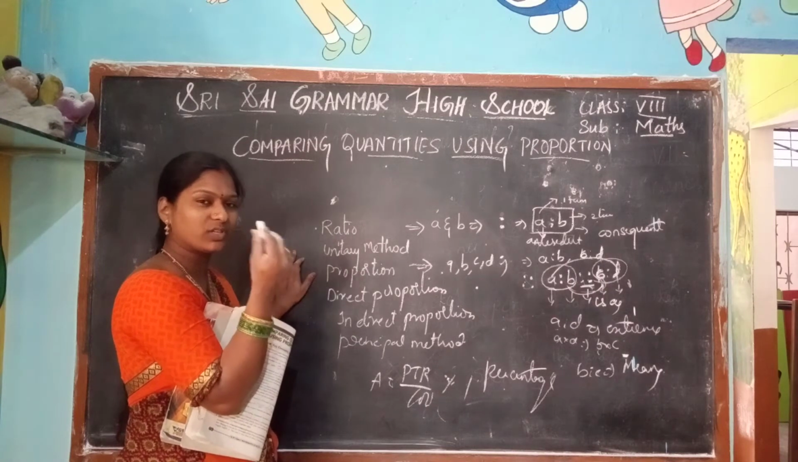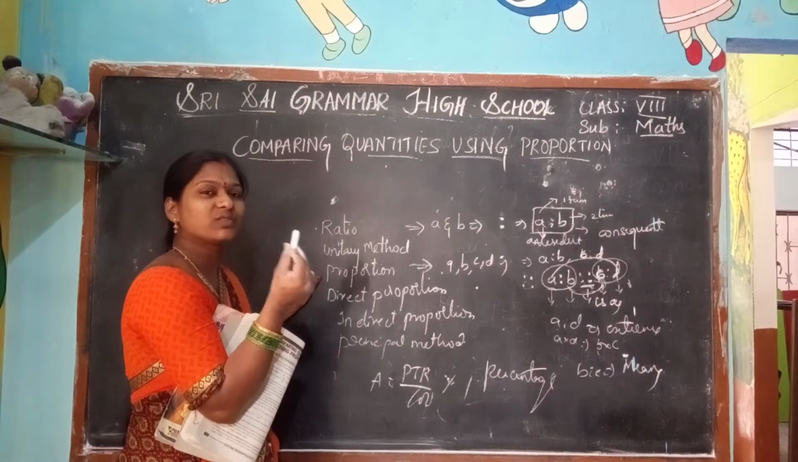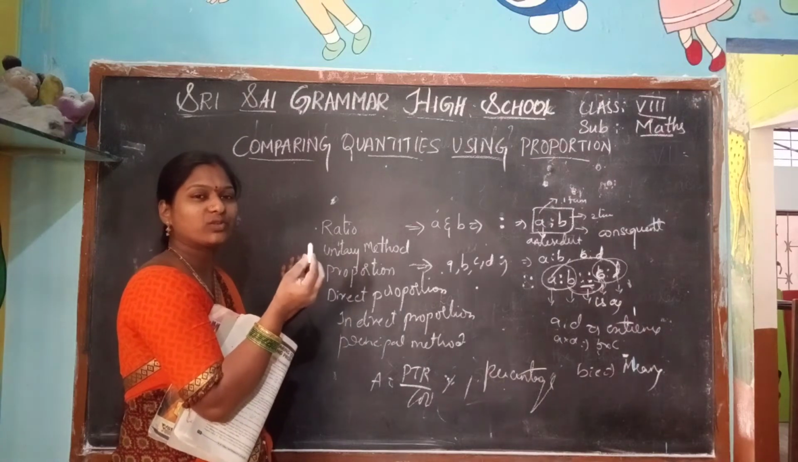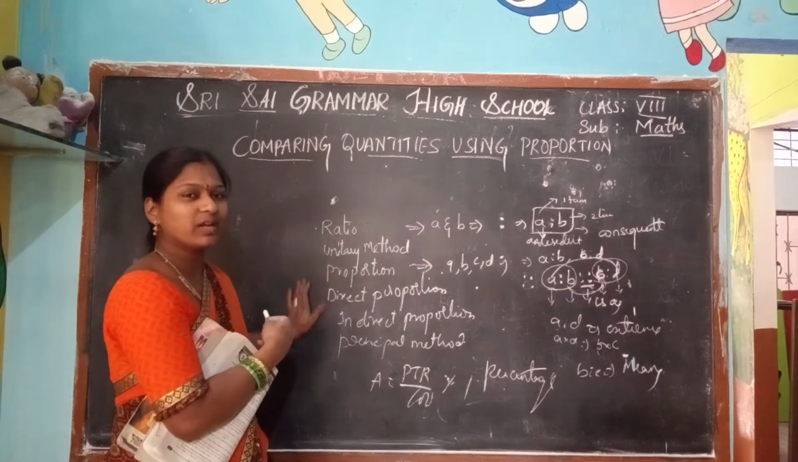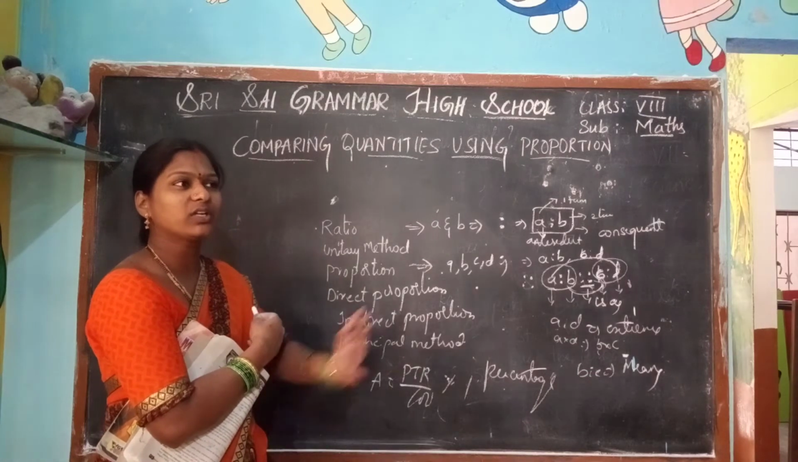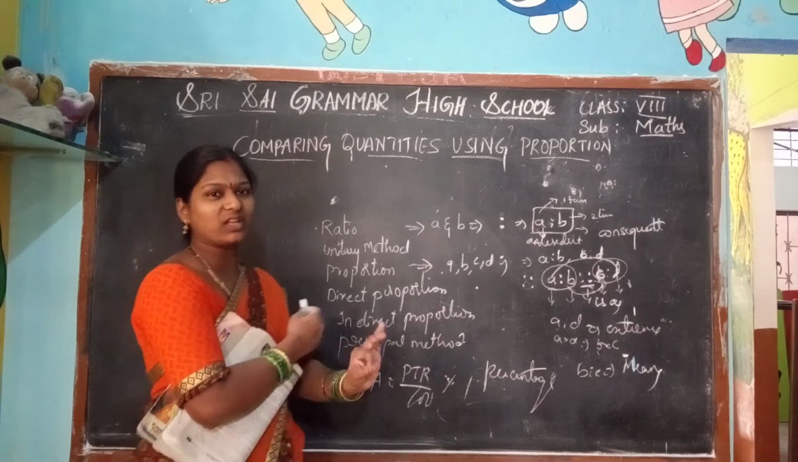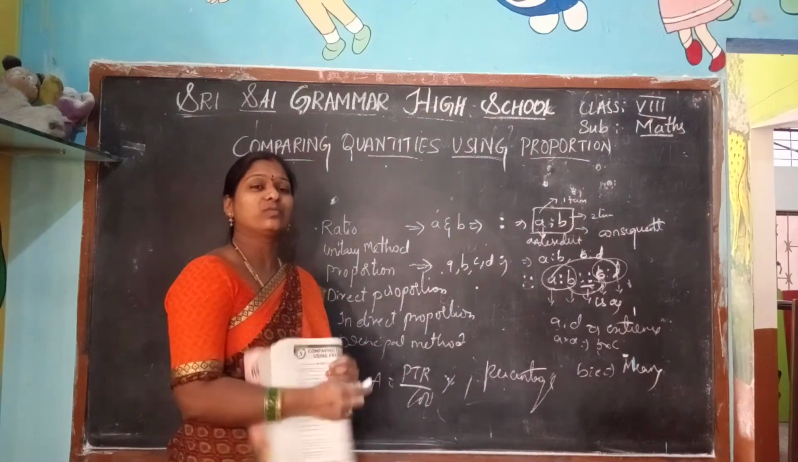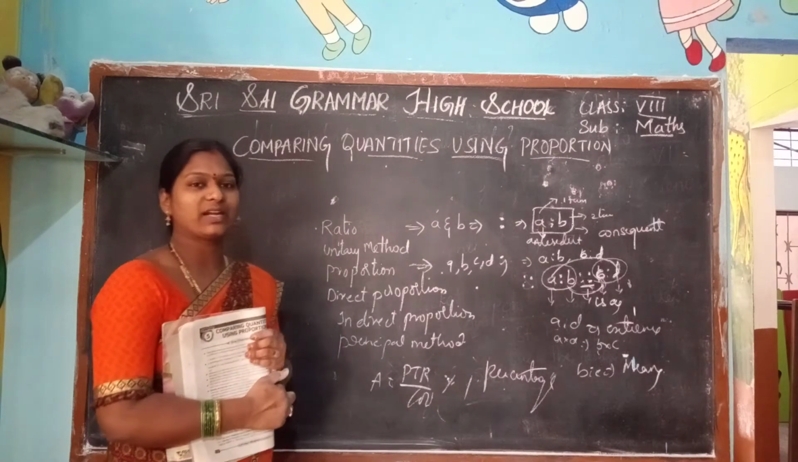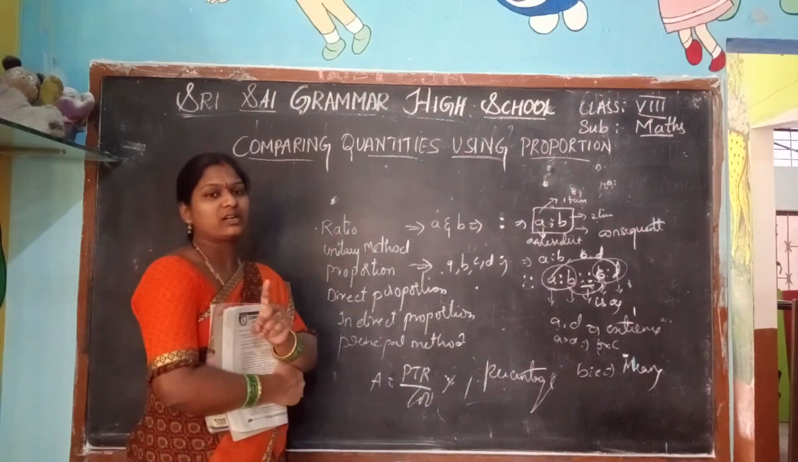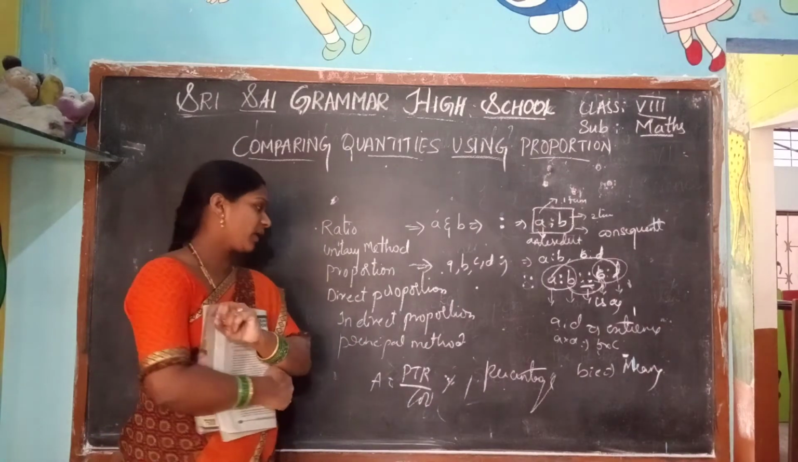First we have to know the first unit value. First, 1 pen, how much? We have to know the value of 1 pen. Afterwards we can do the 12 pens. If they give the total cost of some pens, then we can identify the number of pens with the unitary method. That is 1 unit.